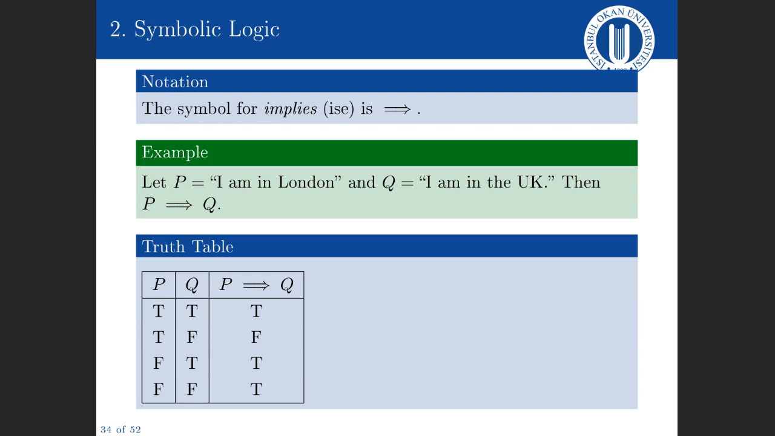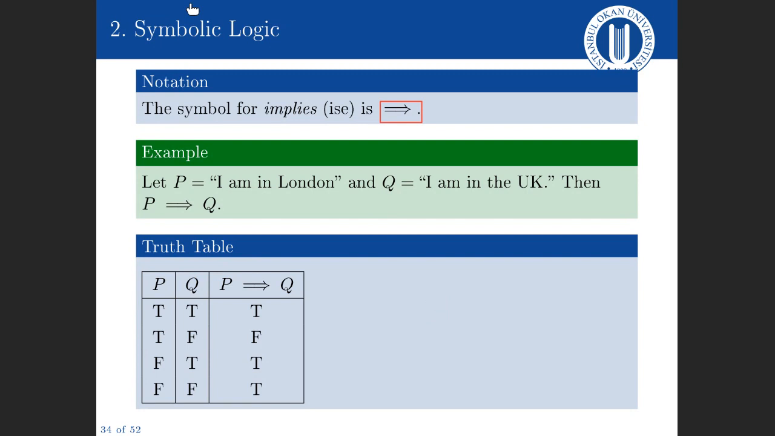One more symbol, which we will need a truth table for, is the symbol for implies, which is this single-headed double arrow. For example, P is the proposition I am in London, and Q is the proposition I am in the UK. We know that because London is in the UK, if I'm in London, then I'm also in the UK. So it's okay to write P implies Q.